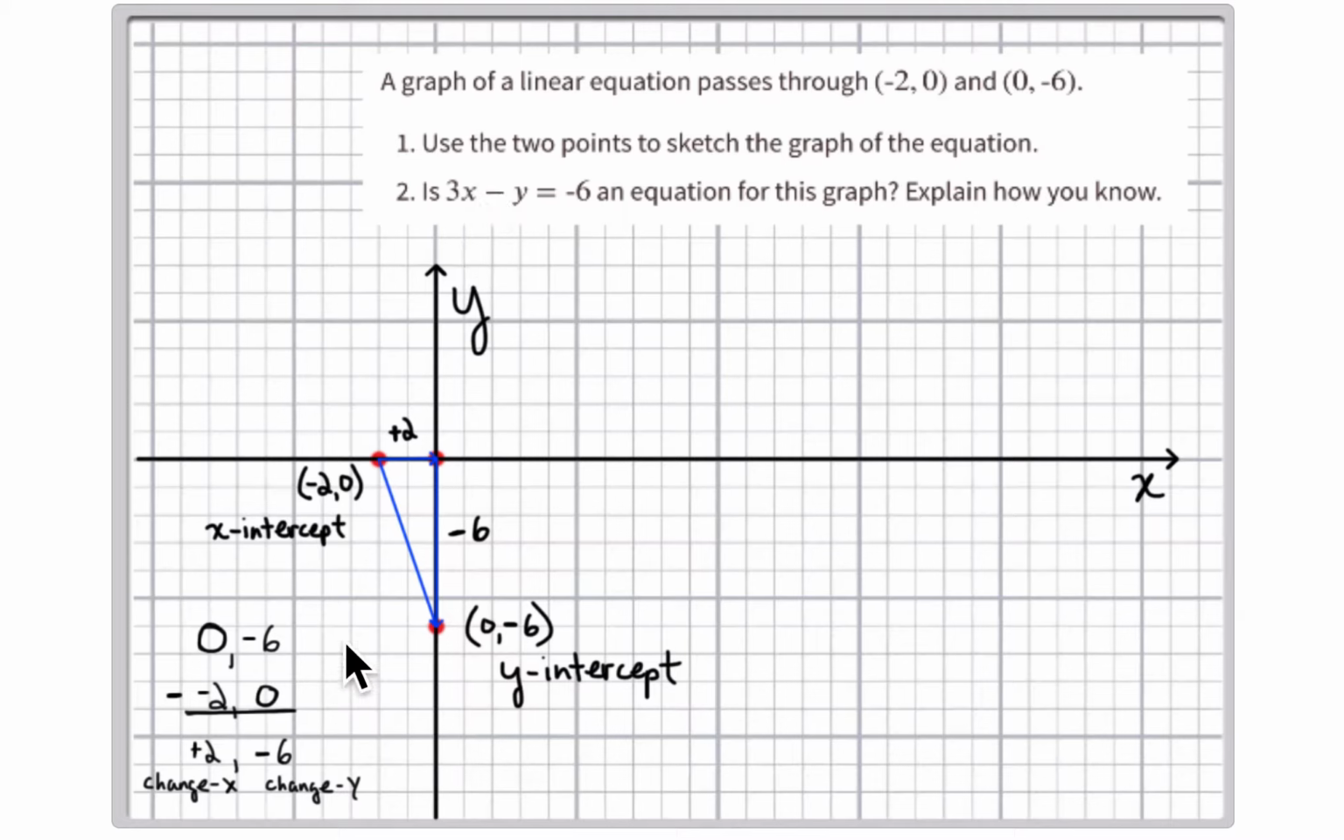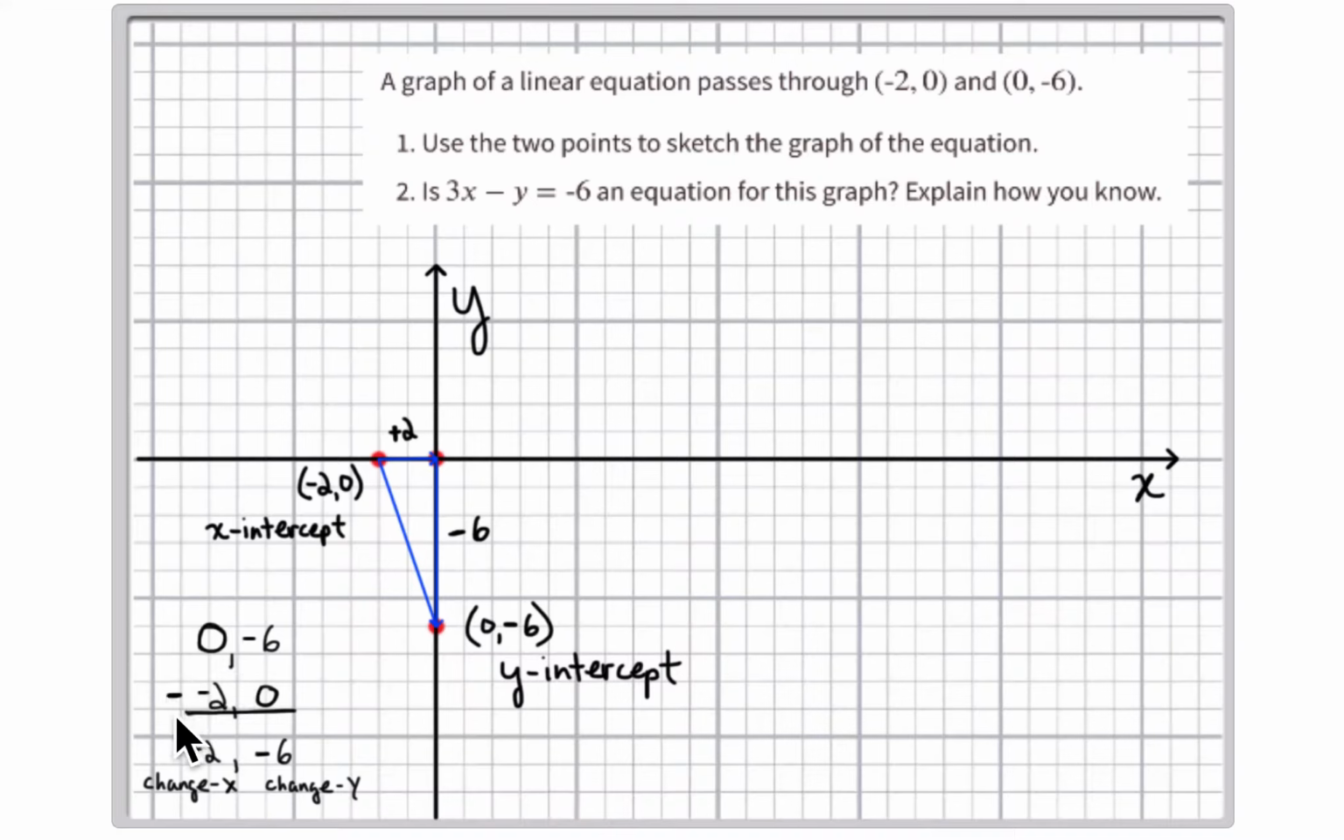So first of all, let's figure out the slope. The slope is how much this line changes in the vertical direction. So it changes 6 units in the vertical direction. That's -6 minus 0. This -6 right here minus this 0 gives you a change of -6 units. And it changes +2 units in the horizontal direction. So this is 0 minus -2.